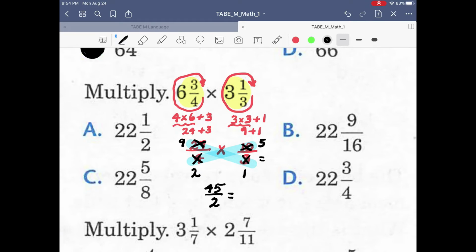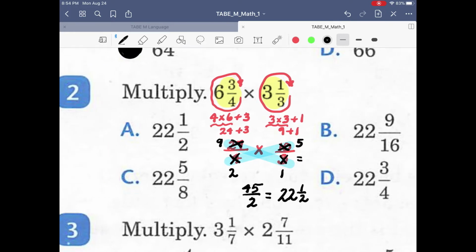It is still top heavy, so we need to divide that through. 45 divided by 2 is going to be 22 and 1/2. So the answer to number 2 is A, 22 and 1/2. These require some work.